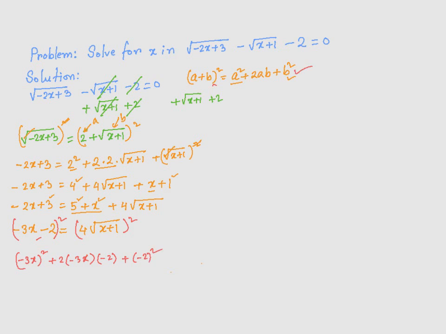I just use this formula to simplify this. My a, this is my a, and this is my b. A is negative 3x, b is negative 2. Is equal to, if I square 4, is going to be 16, then square root of x plus 1 squared, and square root are going to cancel out.